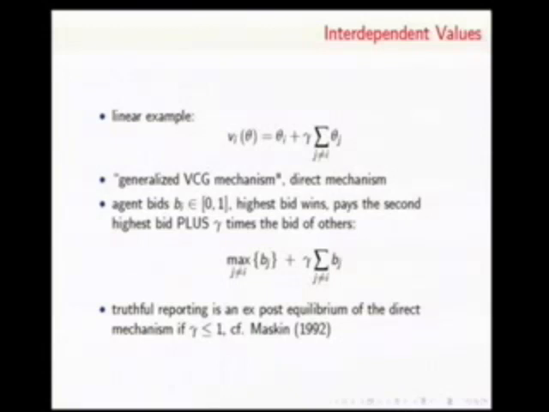And the important thing to notice here is that we'll get efficient implementation in the direct mechanism, okay, but the equilibrium is not going to be dominant strategy anymore. It's just going to be an ex post equilibrium. That is, given that everybody else is reporting truthfully, I will also have an incentive to report truthfully, even conditional on the other agents' reports. So there's no averaging, no taking expectations here. This is true profile by profile.